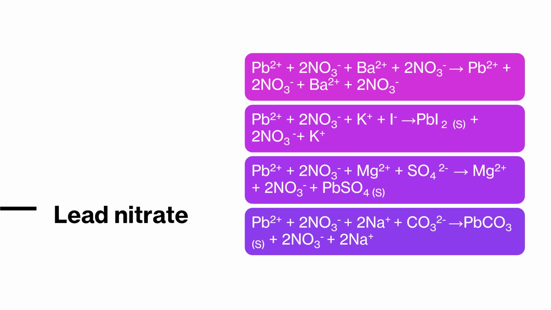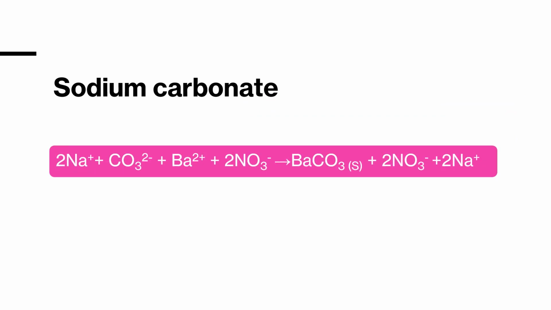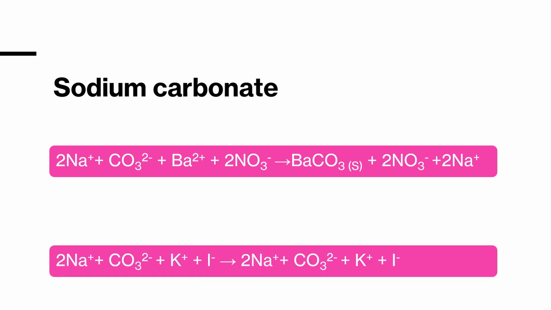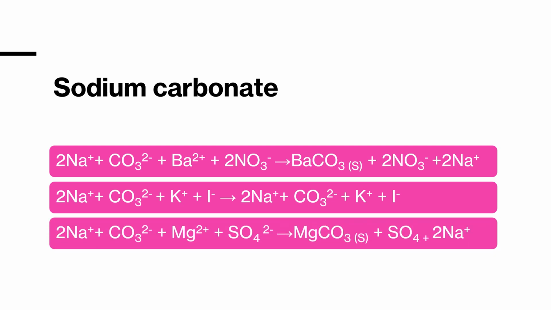Third column of sodium carbonate. In the first reaction, barium carbonate was solid, so the nitrate and the sodium ions are the spectators. The second reaction produced no solid, so all are spectator ions. And finally, magnesium carbonate was produced, which is a solid, so the sulfate and sodium are the spectator ions.